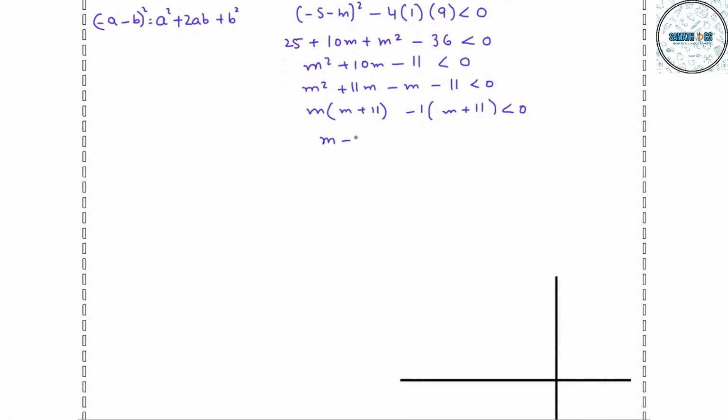We have (m minus 1)(m plus 11) less than 0. As it is a quadratic inequality, we cannot write m minus 1 is less than 0 and m plus 1 is less than 0. Instead, we take out roots. So m minus 1 is equal to 0 and m plus 11 is equal to 0. So m is equal to 1 and m is equal to minus 11.